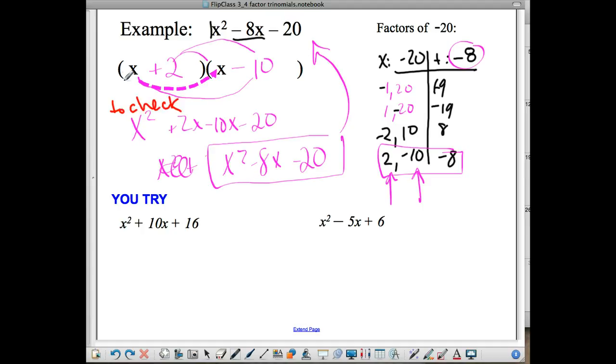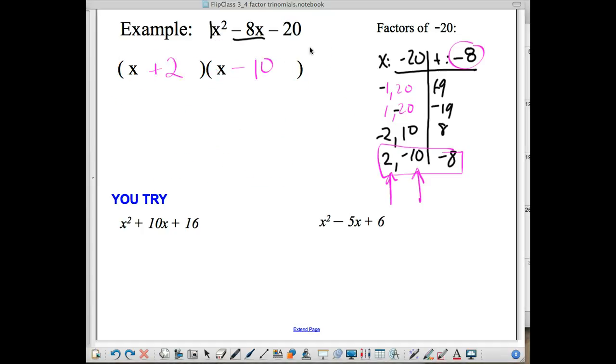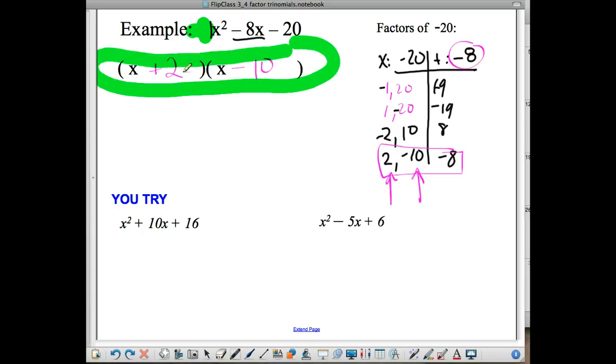Alright, what we're looking for is the factored form. This is our answer. So, just to clear away some of the clutter, if you're given this, you want this as your answer. Alright, because these will multiply to give you that. That makes them factors of x squared minus 8x minus 20.